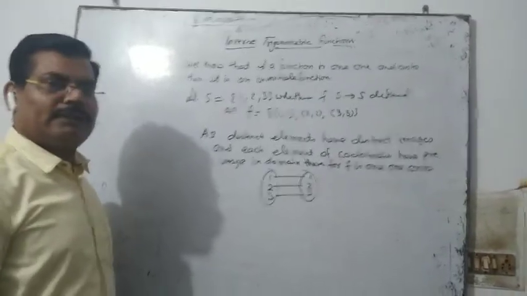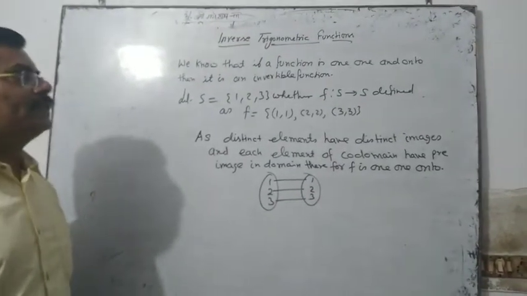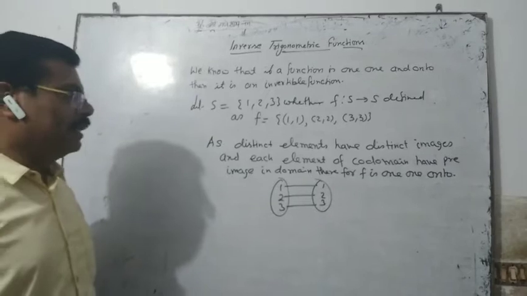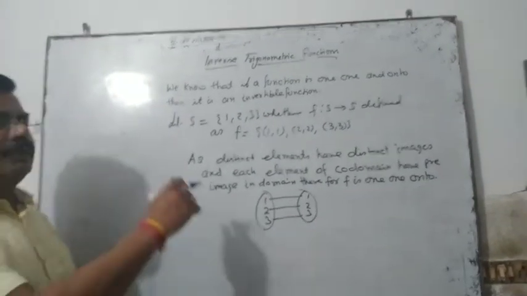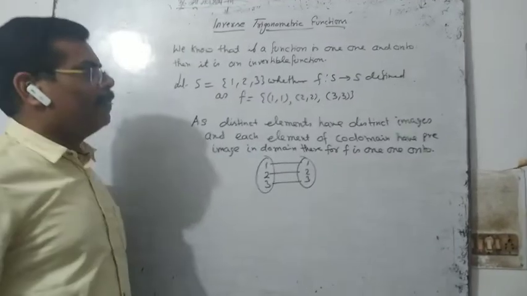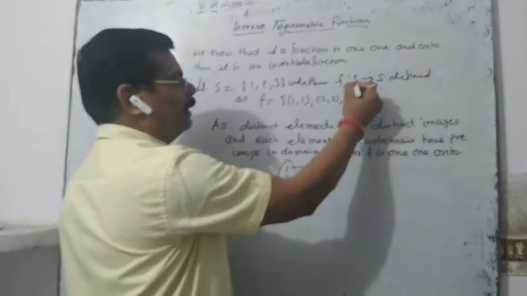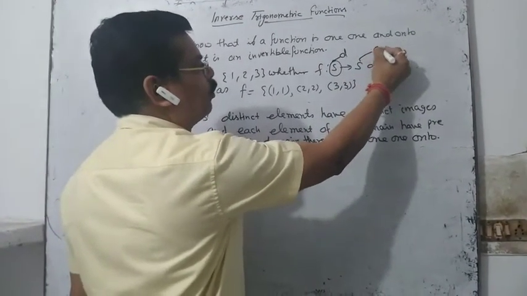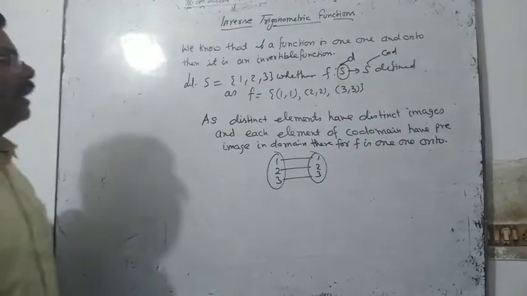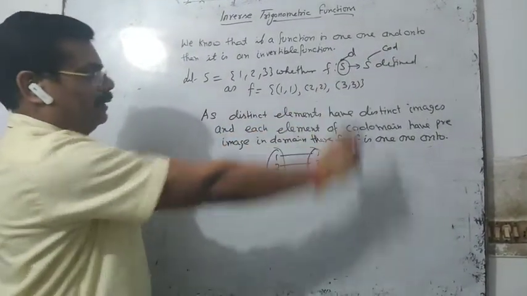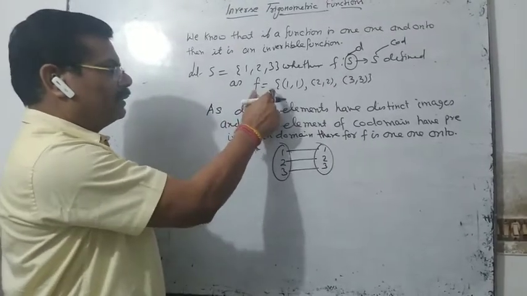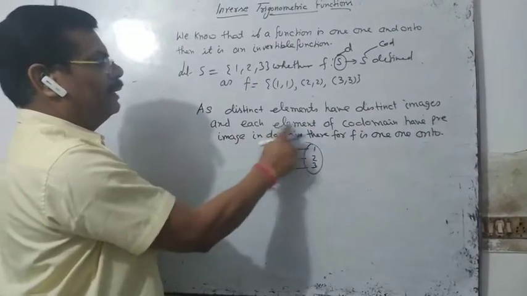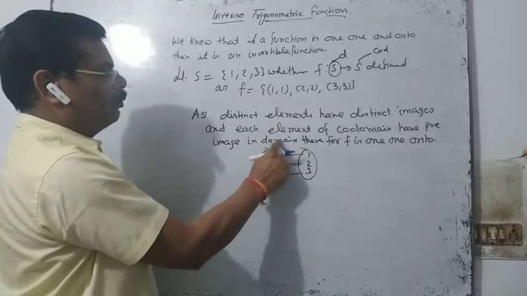Take inverse trigonometric function. We know that if a function is one-one and onto, then it is invertible. Then you can find the inverse of that function. Let S be {1, 2, 3}, and f from S to S, where one S is the domain and the other S is the codomain, defined as f = {(1,1), (2,2), (3,3)}. In this function, distinct elements have distinct images, and each element of the codomain has a pre-image in the domain.